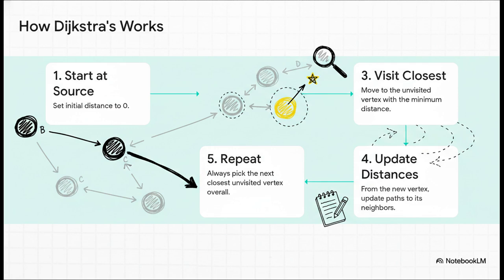Let's actually walk through this. Imagine you're at the start. The algorithm checks out its immediate neighbors and notes how far away they are. It sees the yellow node as the closest. Great. It zips over there and locks in that path. That's final. Now, from this new spot, it checks out its neighbors, and if it finds a shorter way to reach them, it updates their distances. Now, here's the crucial part. It looks back at all the unvisited spots across the entire map and again picks the overall closest one. It just keeps doing this, over and over, until every single point has its perfect, shortest path.